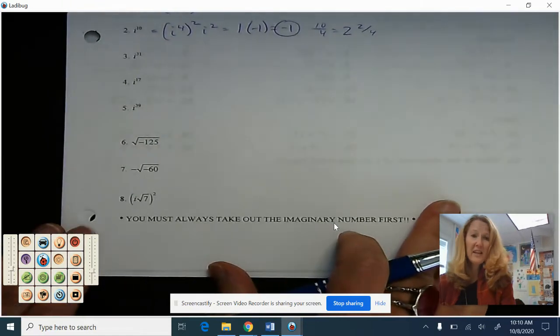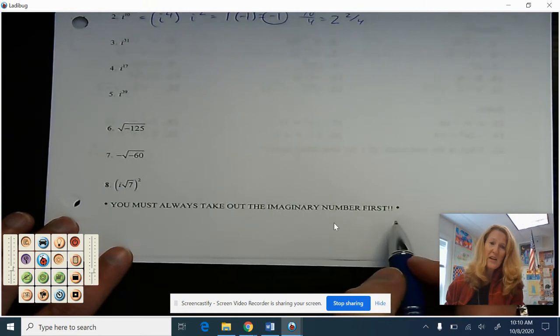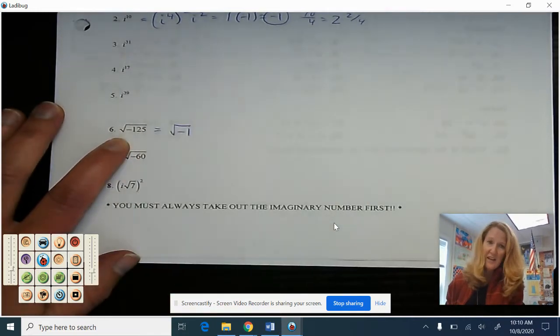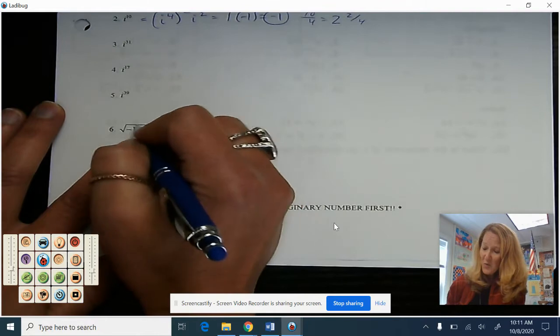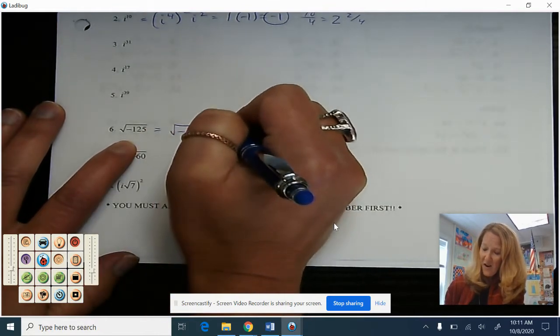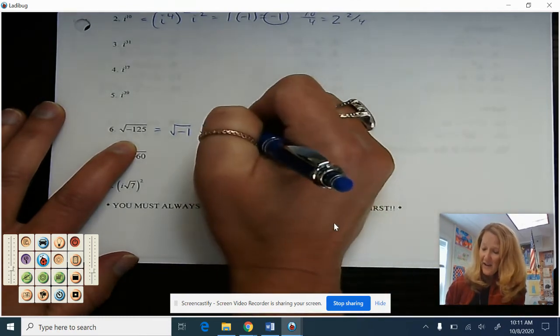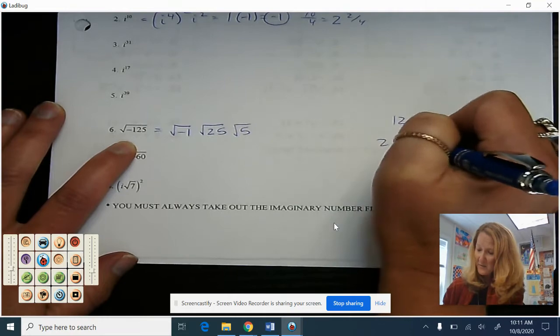So for number 6, this key line here is really important. You must always take out the imaginary number first. So that means I want to take out the square root of -1 first. Hopefully you're good at simplifying radicals. Always you are looking for your largest perfect square factor. So 25 is a factor of 125, and then that's going to be times 5. So if you take 125, you can break that into 25 times 5.